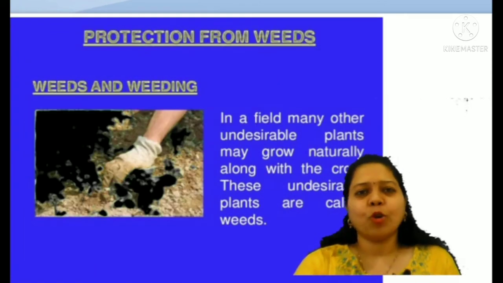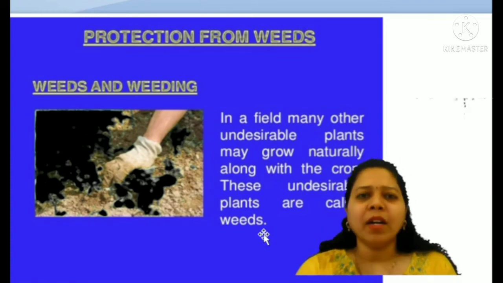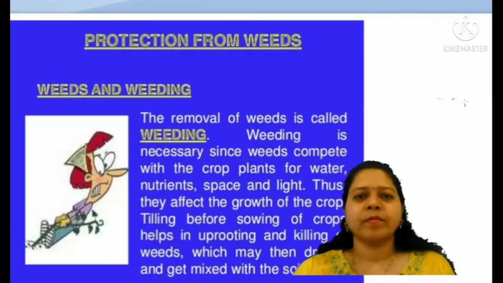The next step in crop production is weeds and weeding. What is meant by weeds? In a field, many other undesirable plants may grow naturally along with the crops, and these undesirable plants are called weeds. When we are growing crops, some unwanted plants also grow with them, and those unwanted plants are known as weeds, which prevent the proper growth of the crops we want.